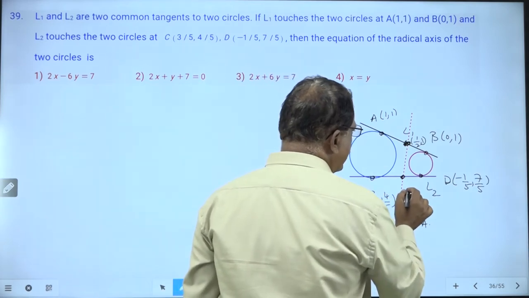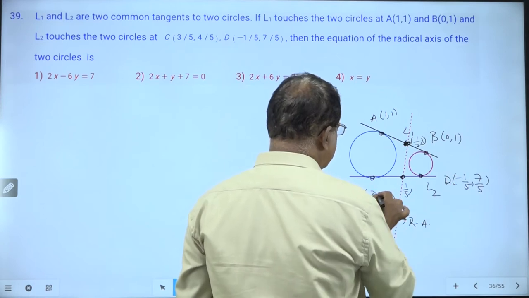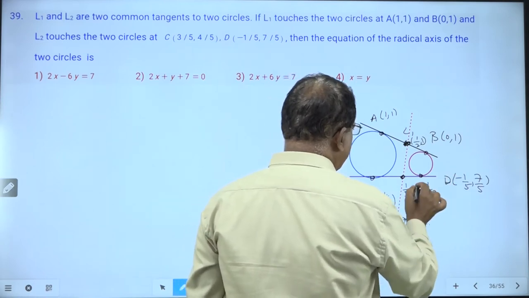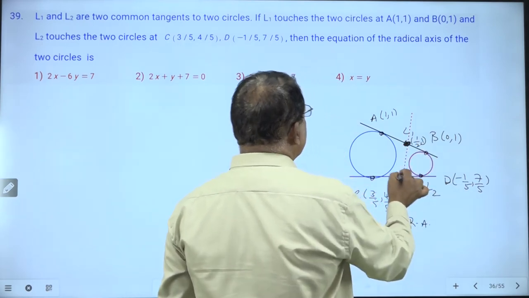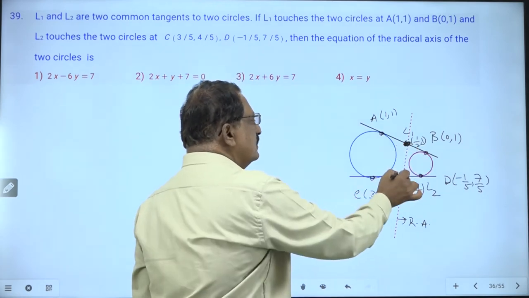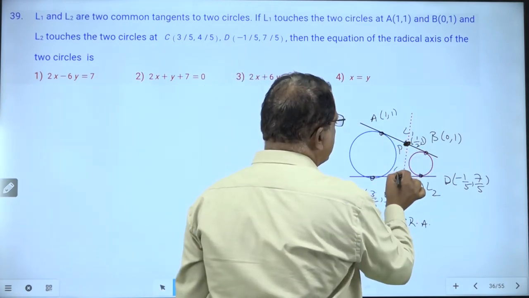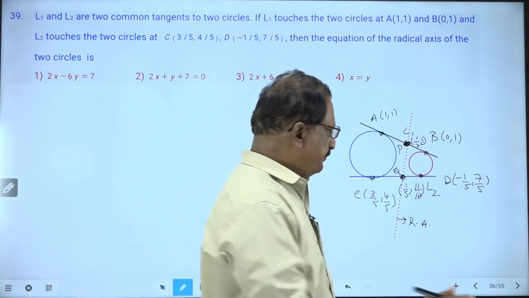Now, how much? (x1 plus x2)/2. 1/5, 11/10. Just find the equation of the straight line passing through two points, and we get the required equation. Equation of the straight line passing through P and Q.